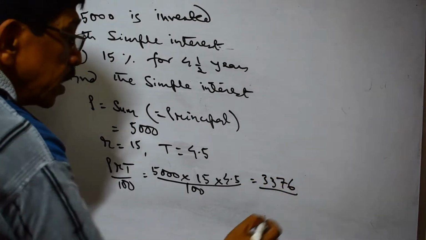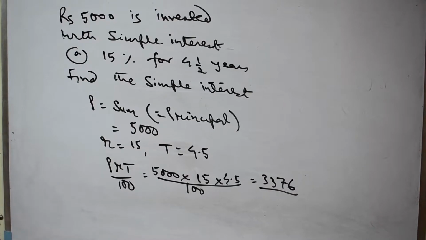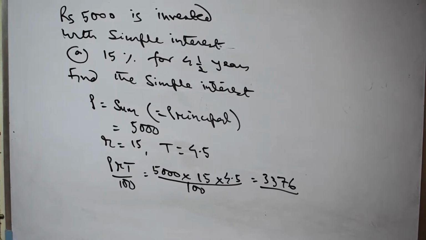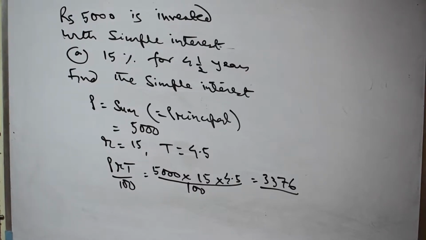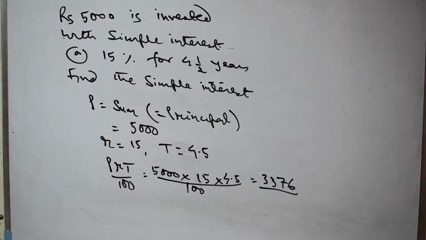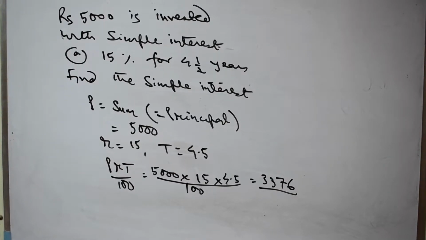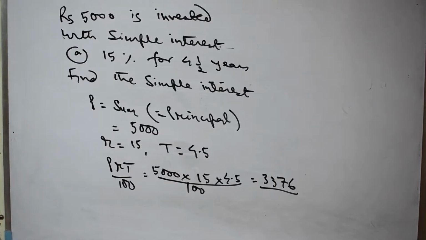So this is the actual income from this 5,000 rupees after 4.5 years, because at 15% interest we get 15 rupees from every 100 rupees each year, and after 4.5 years we will be getting the total income of 3376 rupees.